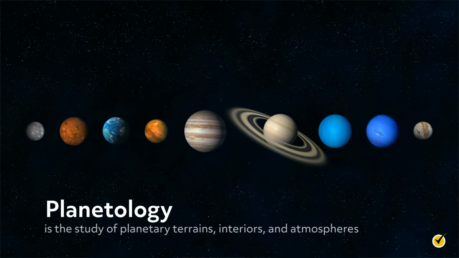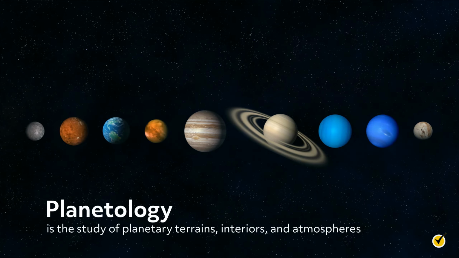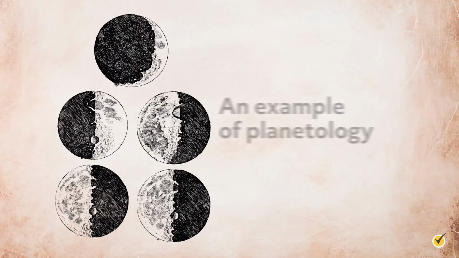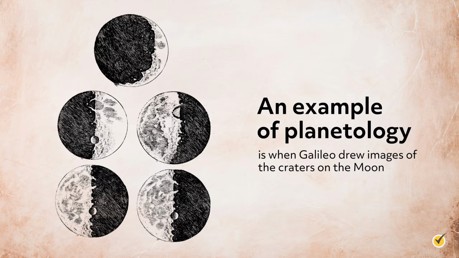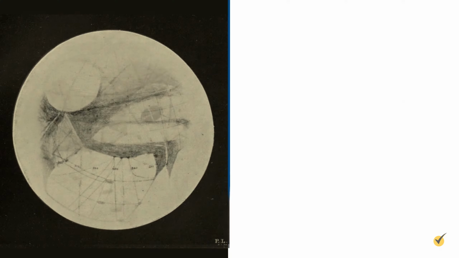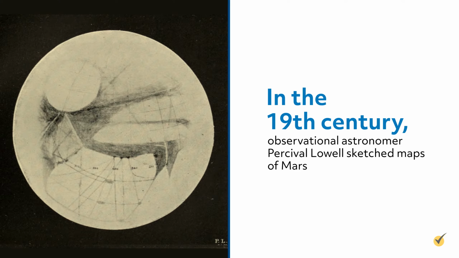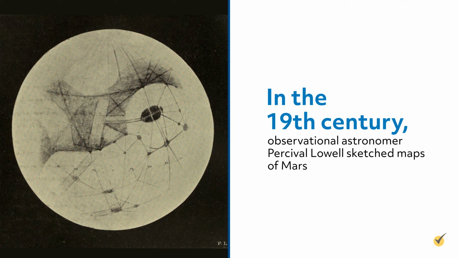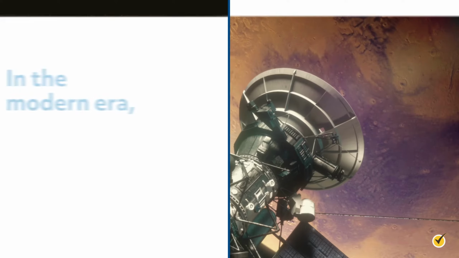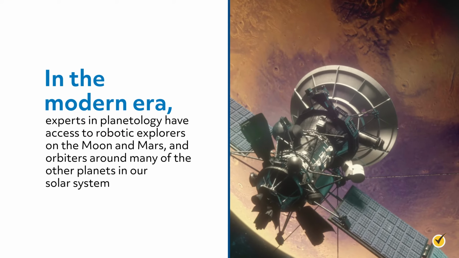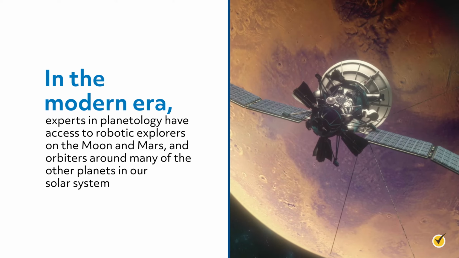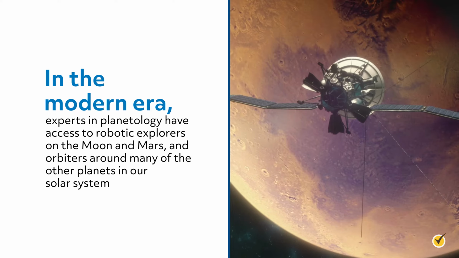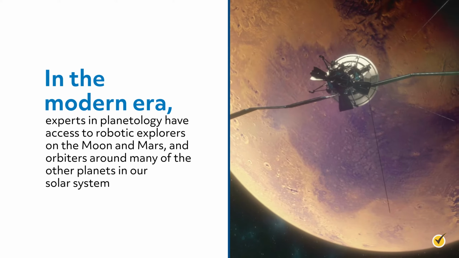Planetology is the study of planetary terrains, interiors, and atmospheres. An example of planetology is when Galileo drew images of the craters on the moon. In the 19th century, observational astronomer Percival Lowell sketched maps of Mars. In the modern era, experts in planetology have access to robotic explorers on the moon and Mars, and orbiters around many of the other planets in our solar system.